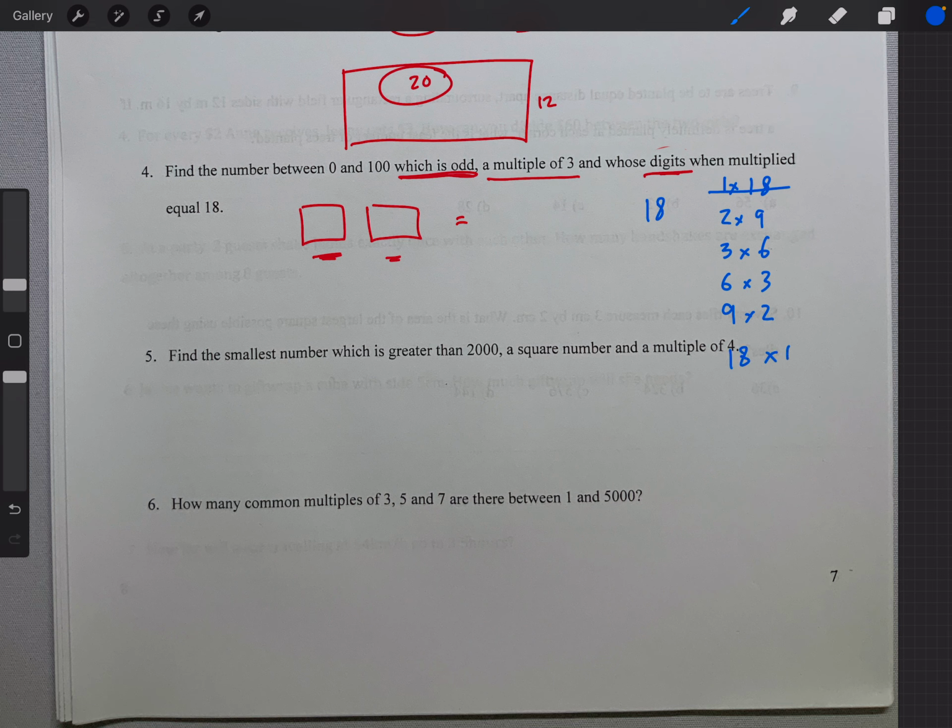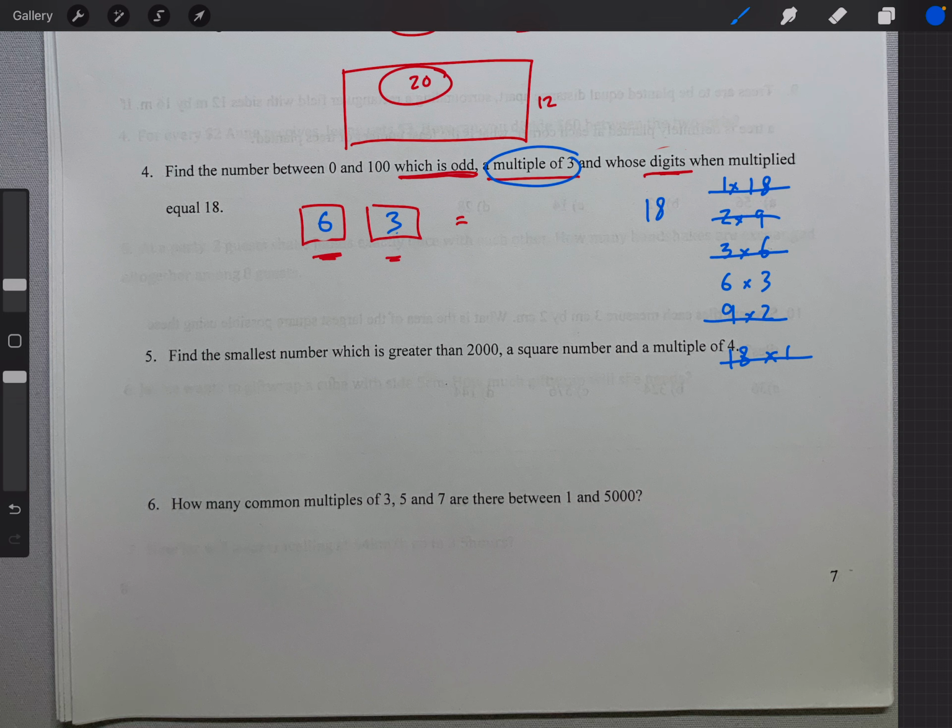So we know it has to be odd. So we can't have this, and we can't have this. And 18 and 1 is a 3-digit number, so it can only be 2 and 9 or 6 and 3. It can't be 2 and 9, because we know it has to be a multiple of 3, and that's not a multiple of 3, so we cancel that out as well. But 6 and 3 is a multiple of 3, so we can say 6 and 3.